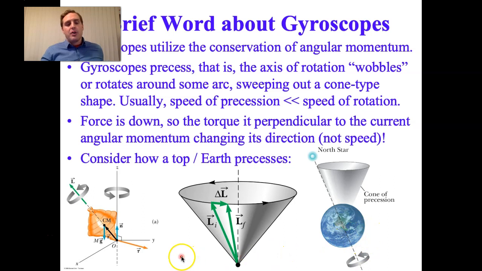So let's think about what's going on. If you have, let's say, a top, its speed of rotation is quite large.